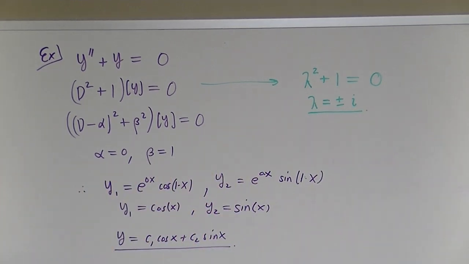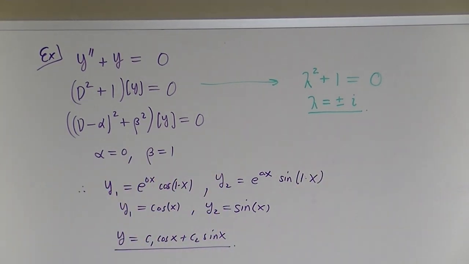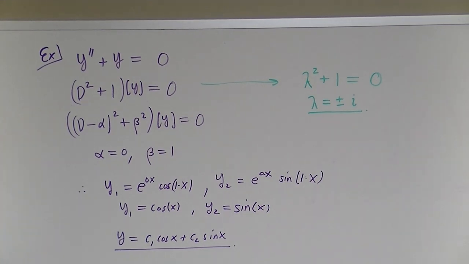What irks me to no end is when I see students write D is equal to plus or minus i. D cannot be plus or minus i. D is a differentiation operator. Lambda, fine. This is a variable, a real variable or a complex variable. I can say that's equal to plus or minus i, but those are the zeros, right? There's an interplay, of course, between the factoring of the operator and the values of the characteristic equation, the zeros that it takes. That's true, but they are different.